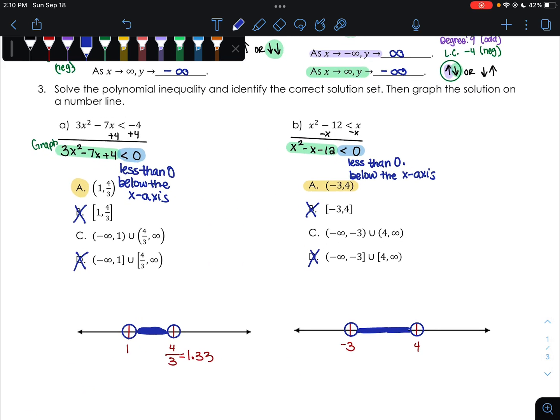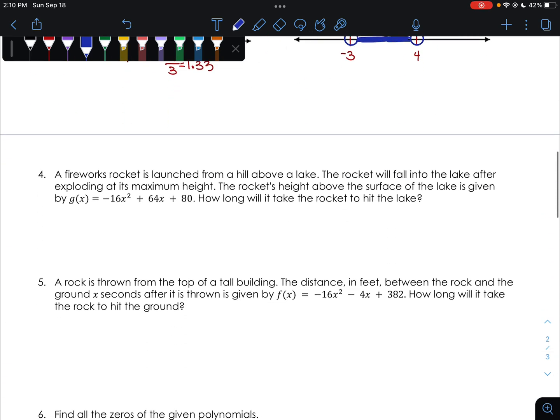And that would be it for solving polynomial inequalities. If the polynomial said greater than, then we would look for the pieces that are above the x-axis. Okay, going on to the next one.